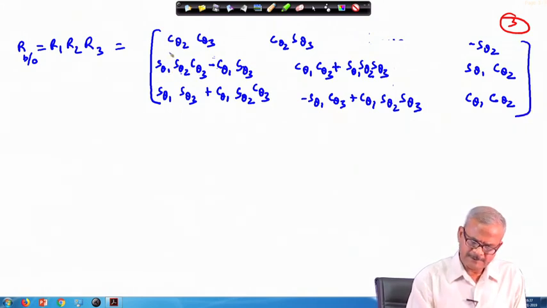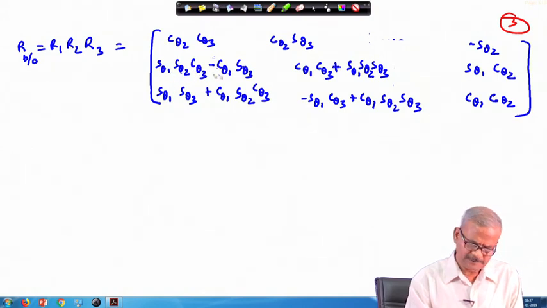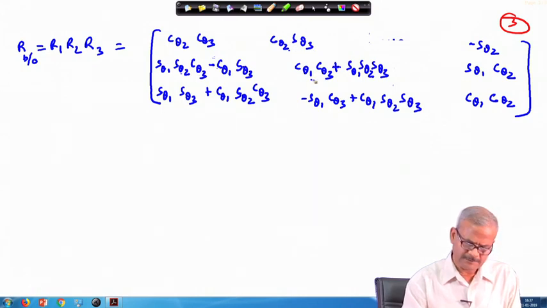Let us verify it again. This C theta 2, C theta 3, this is okay, S theta 1, S theta 2, C theta 3, S theta 3, C theta 1, S theta 2, C theta 3, S theta 3, S theta 1, S theta 2, S theta 3, minus S theta 3.